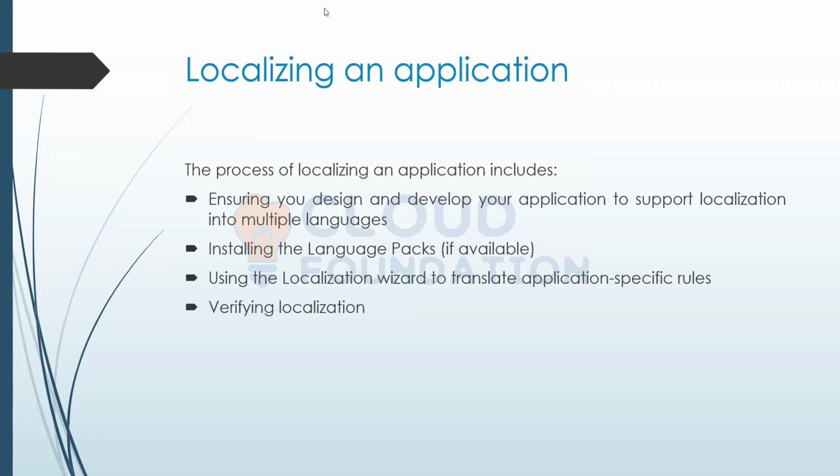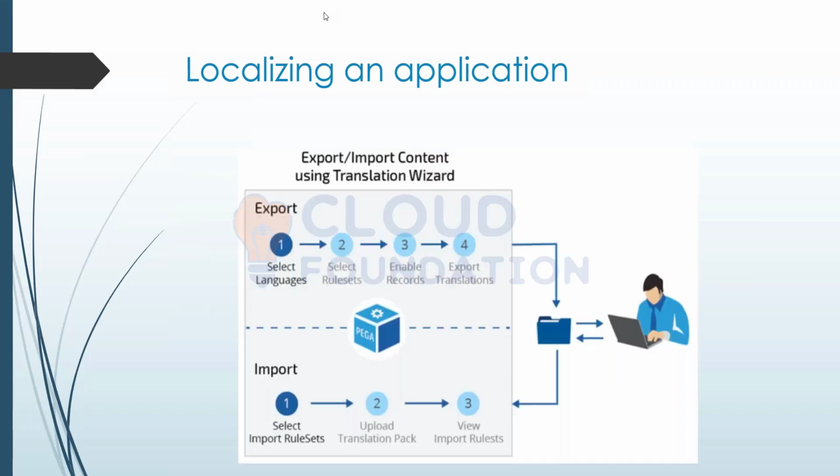Let's see how this localization is going to work. Like I said, there's a 4-step process on the localization, represented through a simple diagram. Steps 1 to 4 relate to exporting a few entities. There you select what language you would like to localize your application in, then select the appropriate rule sets, then the records you are looking to localize, and then you export all this into a folder.